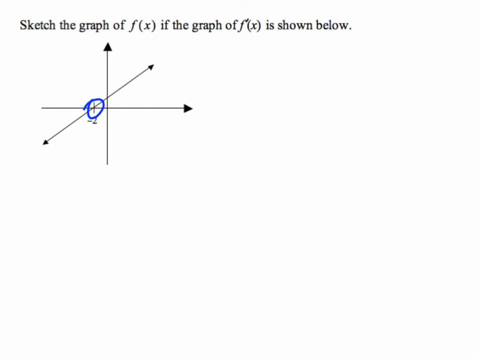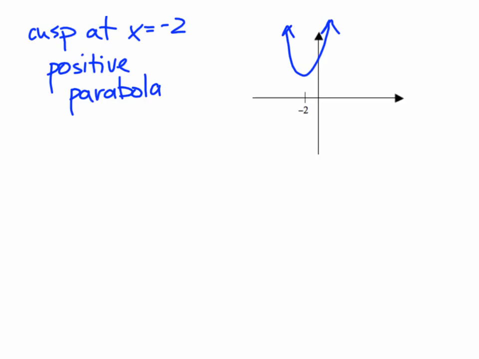It says sketch the graph of f of x if the graph of the derivative is shown below. So here we have a line. This is the derivative. Now I want to know, well, what's the original? If I have a diagonal line, that means that the original graph had to have been a parabola. And notice that I have a 0 at -2.